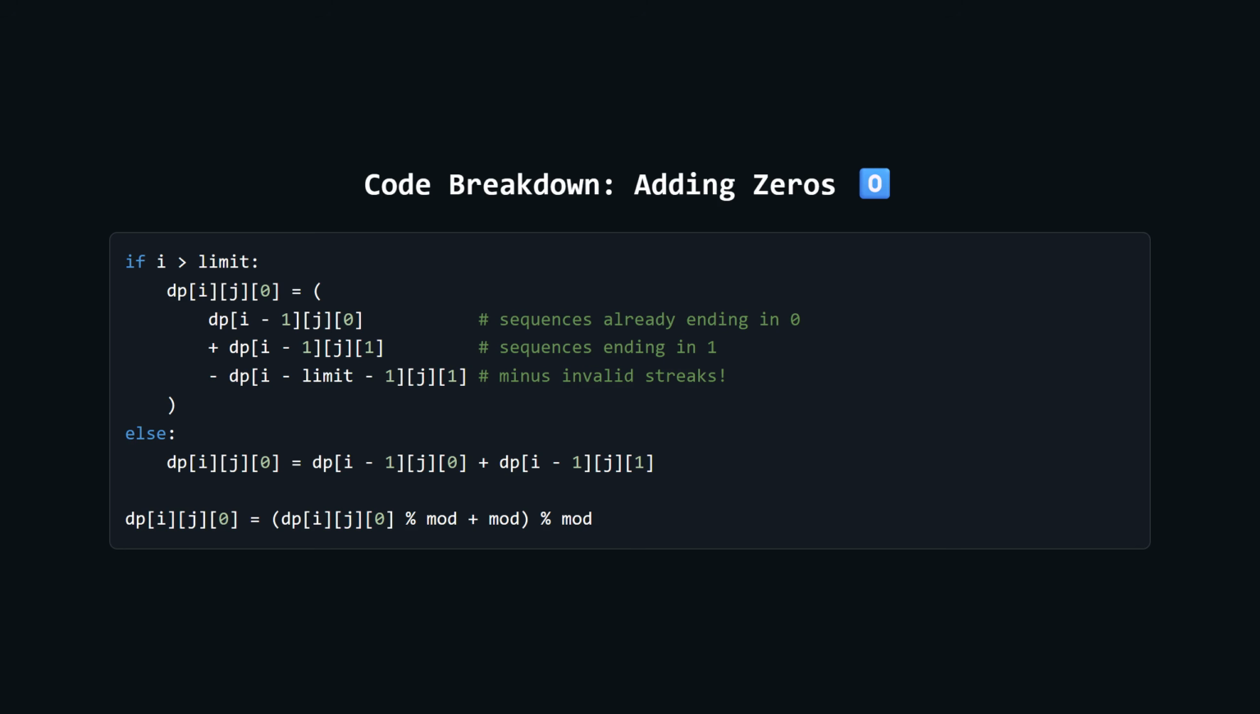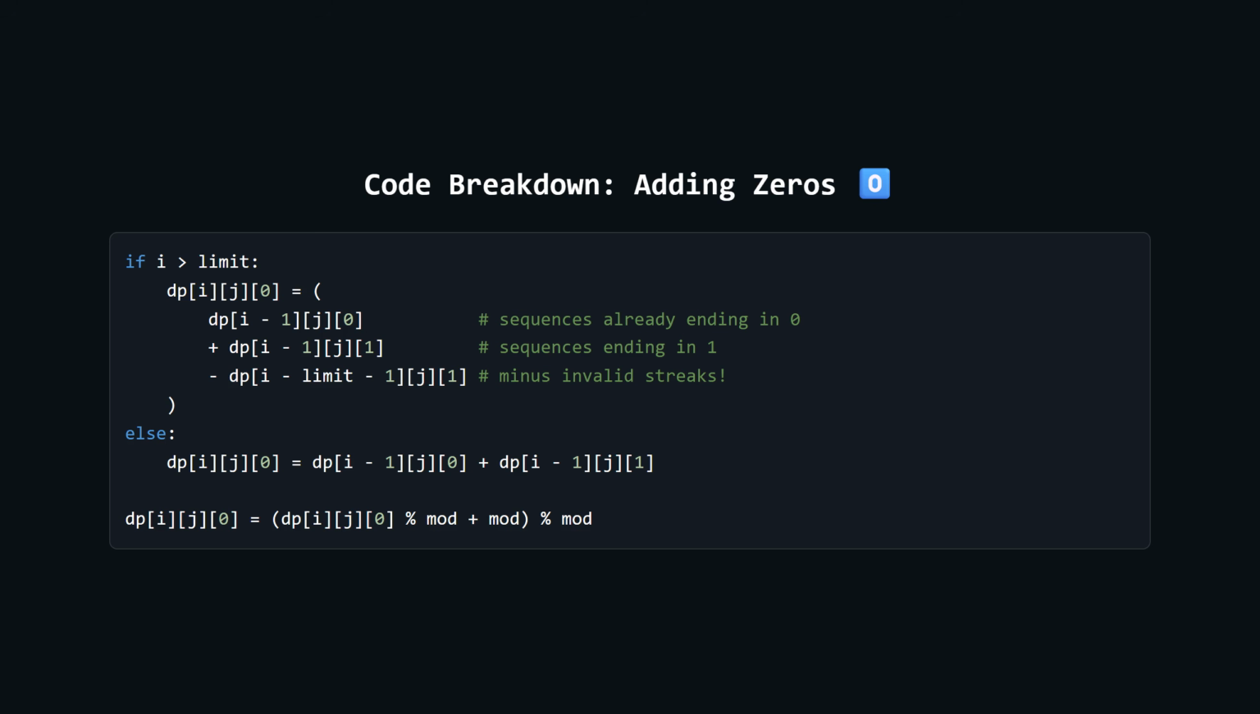We add up the ones that ended in 0 and the ones that ended in 1. But if our current number of zeros is larger than the limit, we have to subtract the bad cases. We look backwards by the limit amount plus 1, and subtract those combinations because they would create an illegally long chain of zeros. Finally, we handle the modulo math.